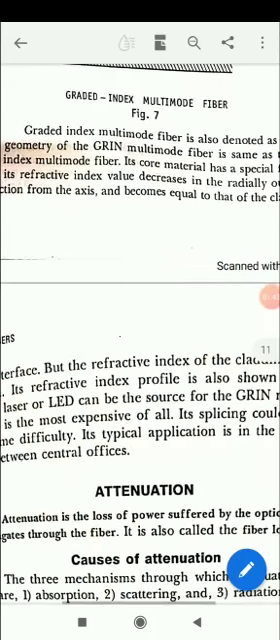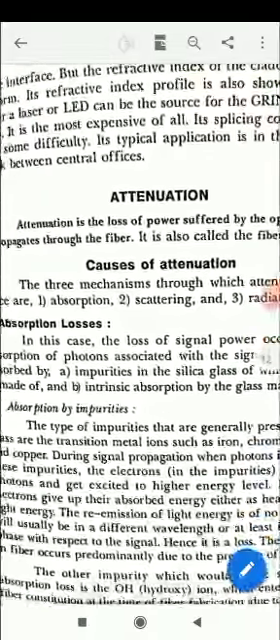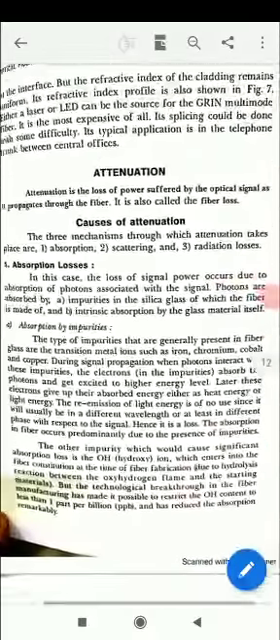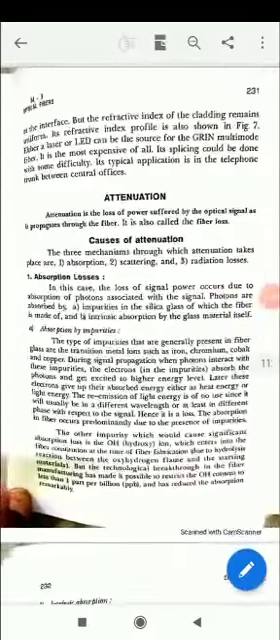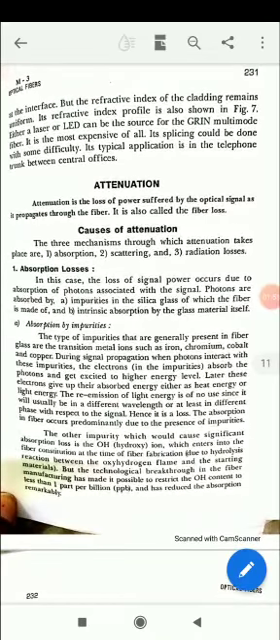In the next part you people have to learn about attenuation and its causes. Now see, first what is attenuation here? In simple words, it is called fiber loss.